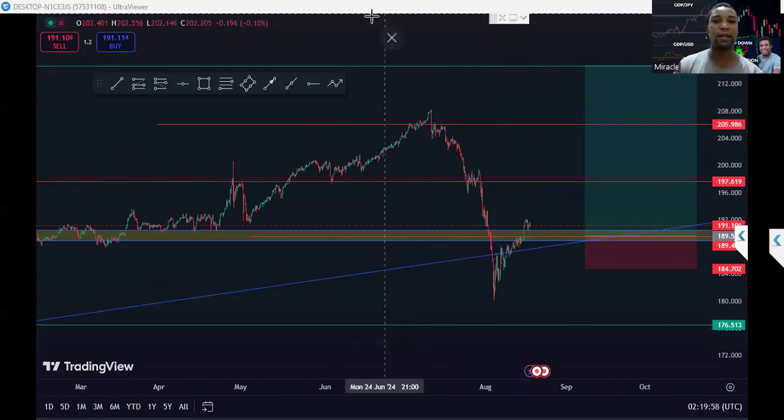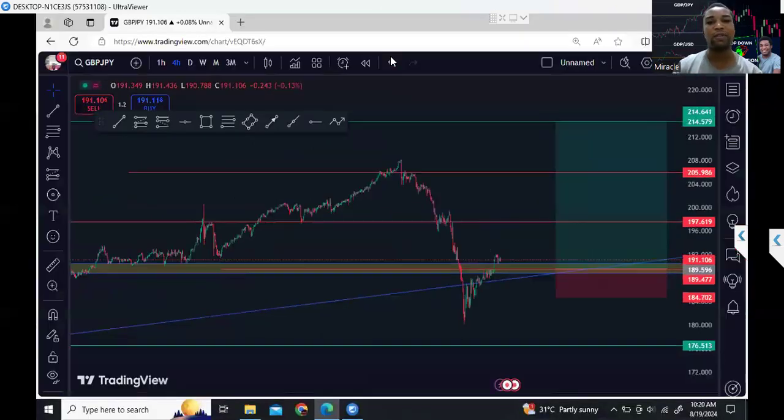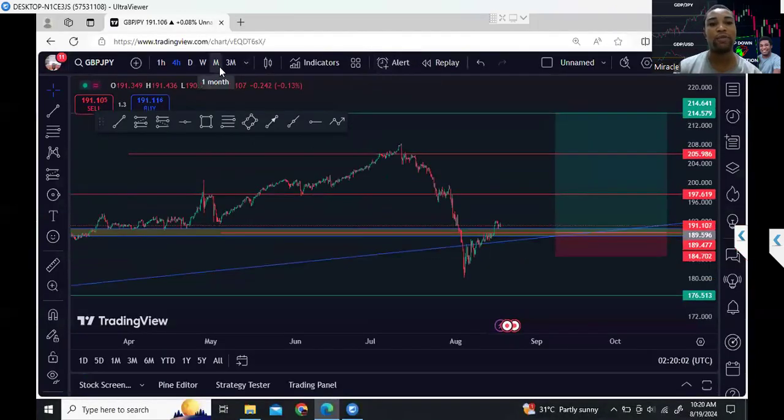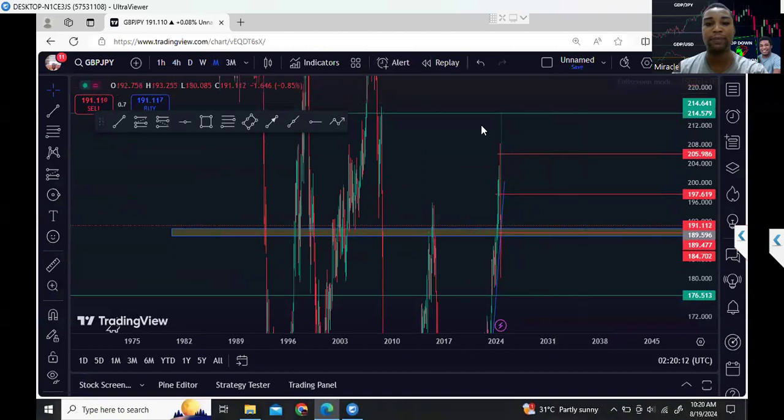How do I trade the FX market? First, I go to the monthly time frame. First, we're going to be looking at GBP USD and USD JPY for today. GBP USD and USD JPY. First, I go to the monthly time frame.